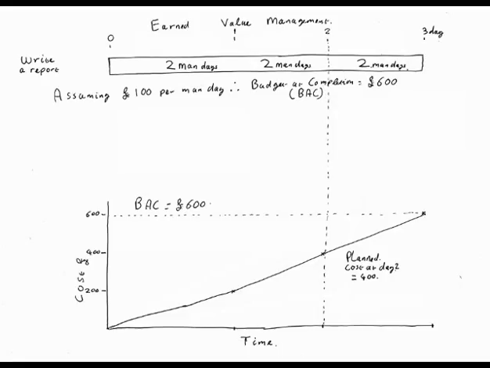And to make the maths easy, we're going to make them £100 per person day. So that's two people for 3 days, 6 person days. Two people each for 3 days is 6 days times 100. So my budget at completion for this work package is £600. That's my budget at completion.